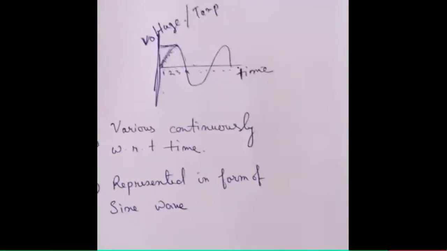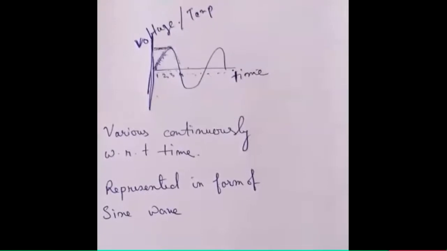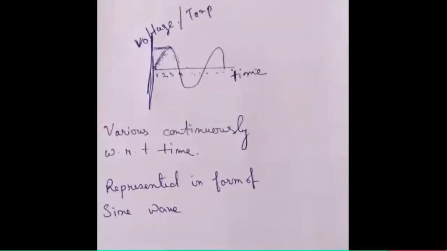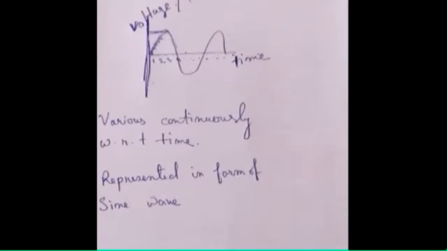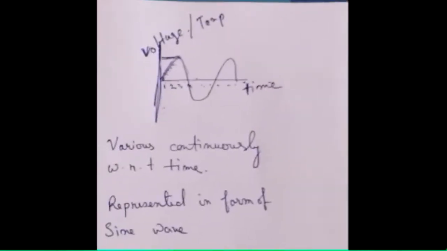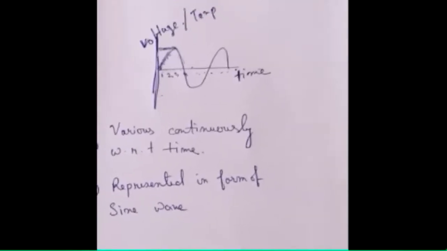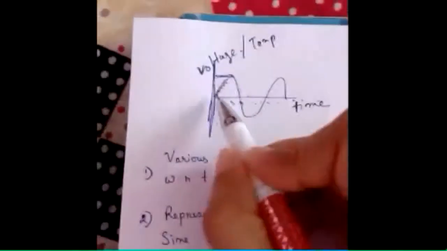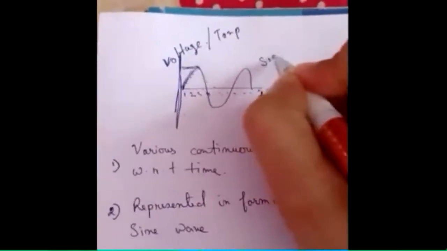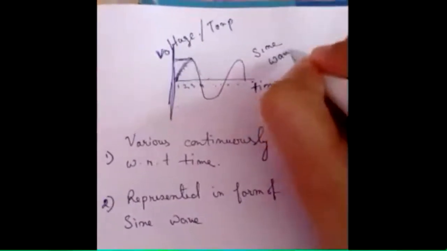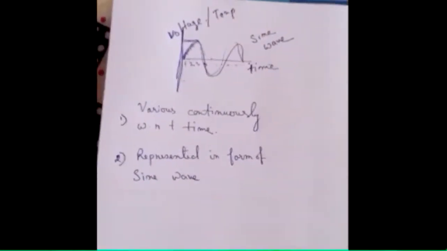Now, what are examples of analog signal? Our human voice is an example of analog signal. Then temperature, then our alternating current, then voltage. These are all examples of analog signal. It is represented by a sine wave. This wave is known as a sine wave.